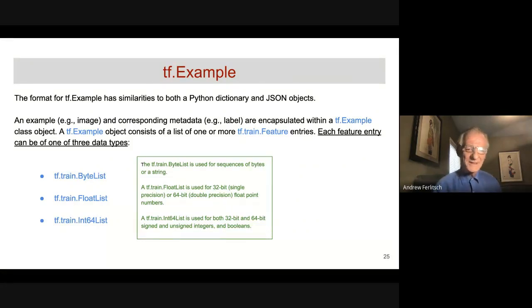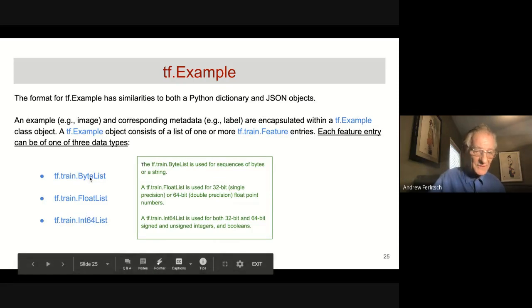First, it has a lot of similarity to a Python dictionary or a JSON object. I've been noticing that a lot of the things that we do, like in HDF5, look like Python dictionaries or act like them. The same thing in TF example. Okay, so an example, an image, and its corresponding label are all encapsulated in a TF example class object. And that object consists of what's called one or more tf.train feature entries, and each feature entry can be one of these three types. So it can be a byte list, a float list, or an integer list.